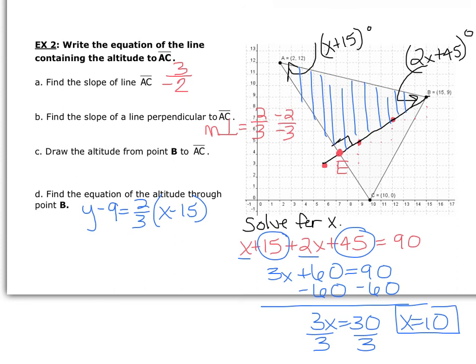So basically what I want you to kind of get out of this is that you can use the altitude. So we drew the altitude, which created the 90-degree angle, which then allowed me to use the right triangle and solve for missing angle measurements and solve for variables, because I know everything inside of this triangle should add up to 180. There you go. Good job. Good luck.